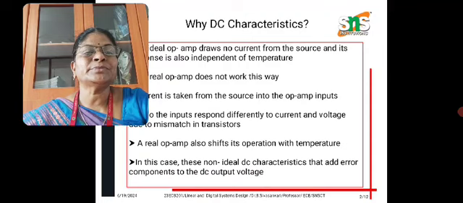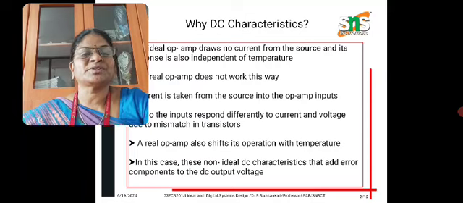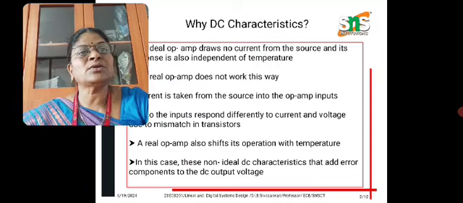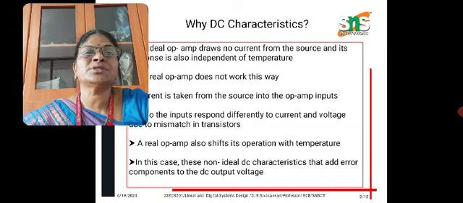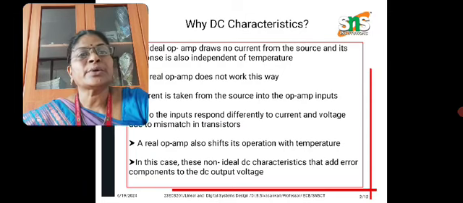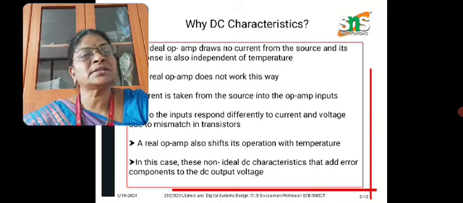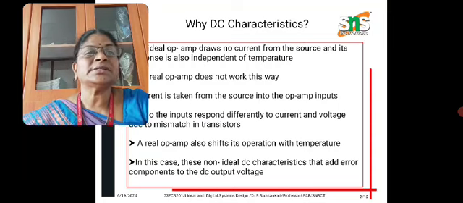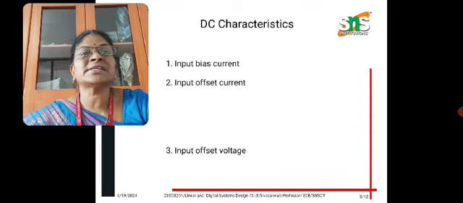An ideal op-amp draws no current from the source and its response is also independent of temperature. A real op-amp does not work this way. The current is taken from the source into the op-amp inputs. So the inputs respond differently to current and voltage due to mismatch in transistors. A real op-amp also shifts its operation with temperature. In this case, these non-ideal DC characteristics add error components to the DC output voltage. So this is the reason why we are studying DC characteristics.